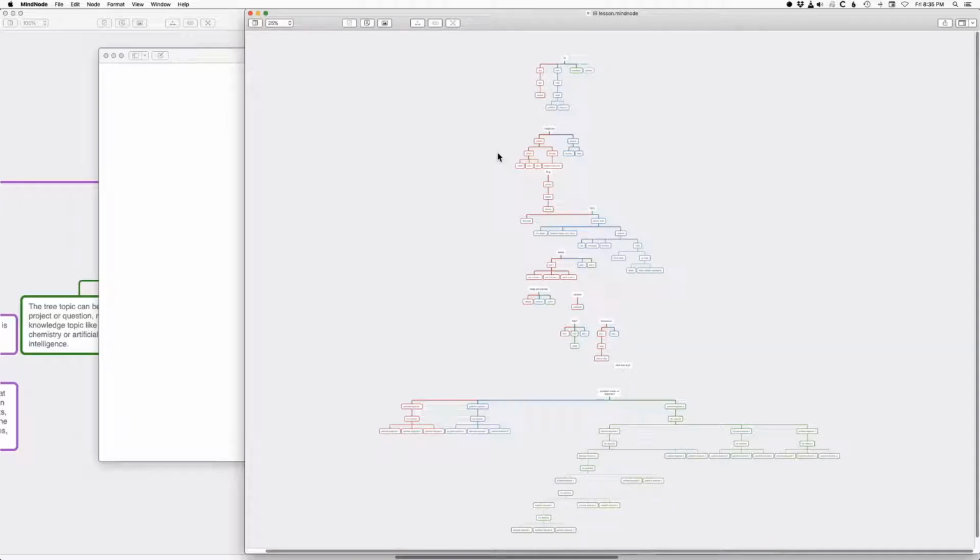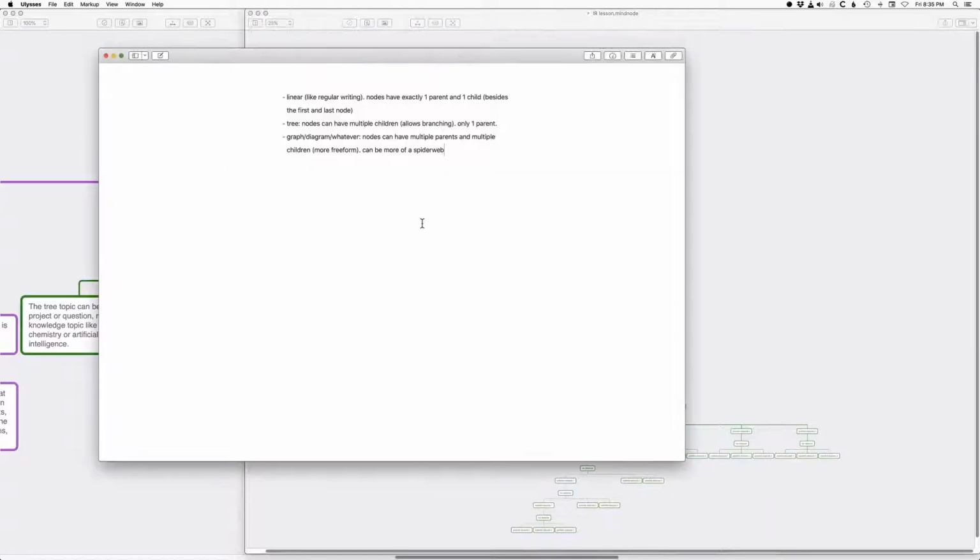Okay, so for making trees, I thought that math would be a good place to start. So suppose we do 2 plus 3. Do you know how to make a tree out of that?